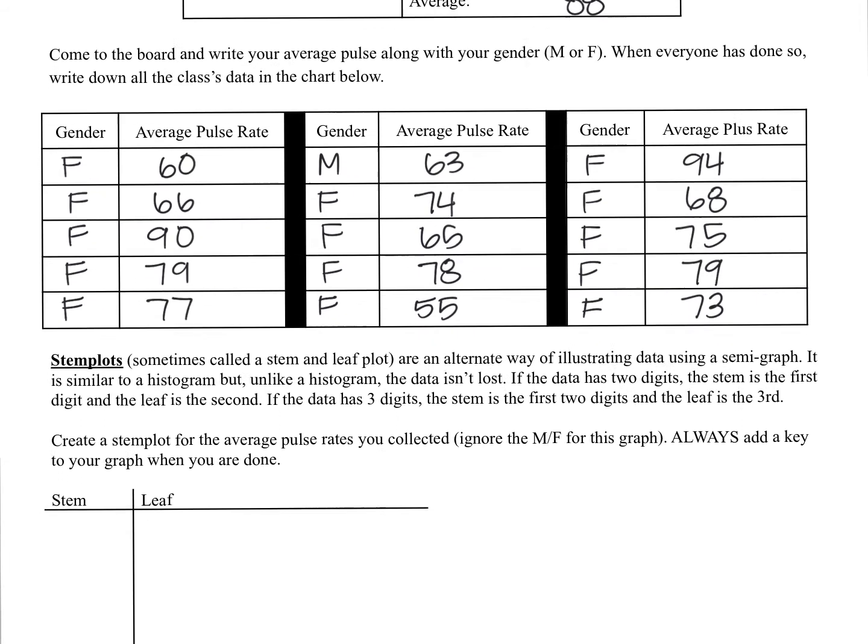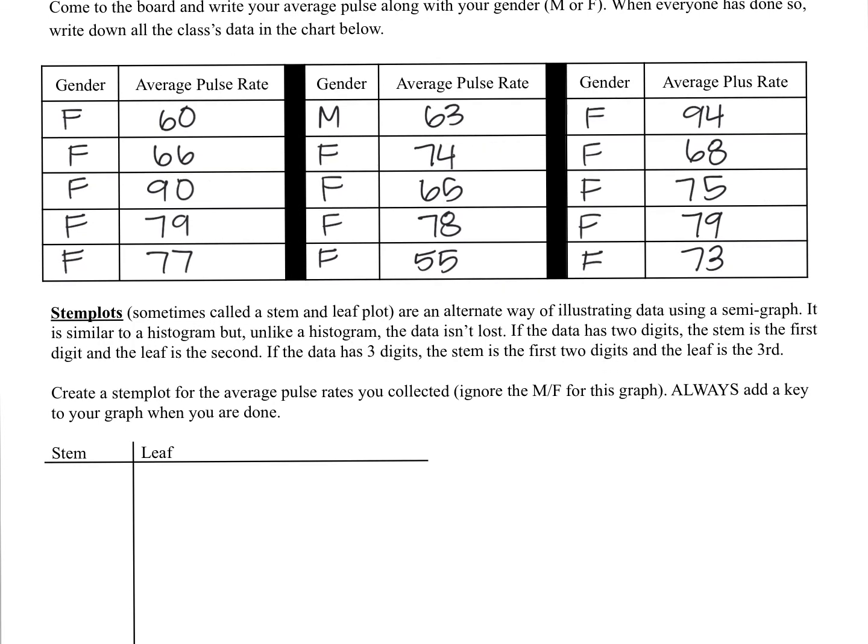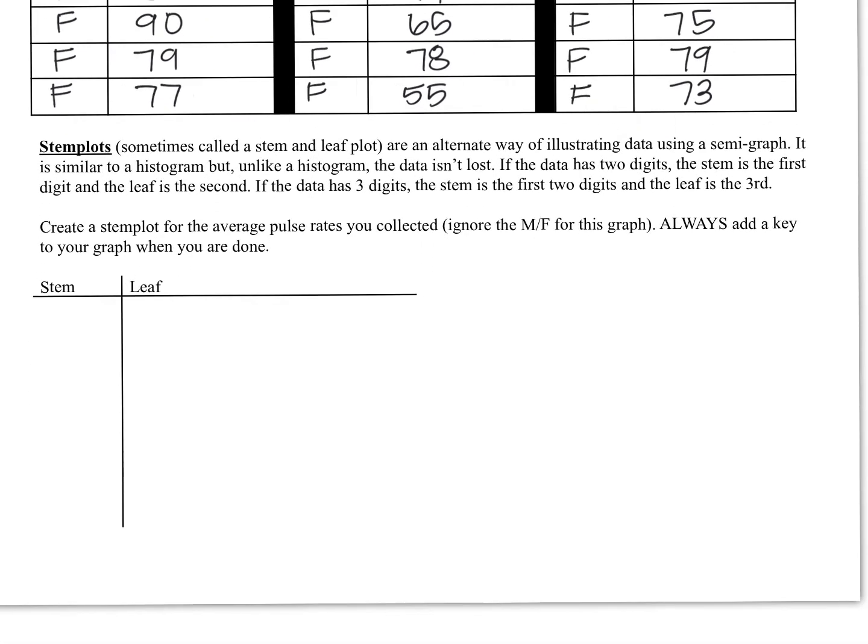Typically when it comes to doing stem and leaf plots, if the data has 2 digits, the stem is our tens place and the leaf is the ones place. If it's 3 digits, the stem is the hundreds and the tens, and the leaf is the ones. If we're dealing with decimals, the stem is the ones place and the leaf is the tenths place. So it really just depends on the data.